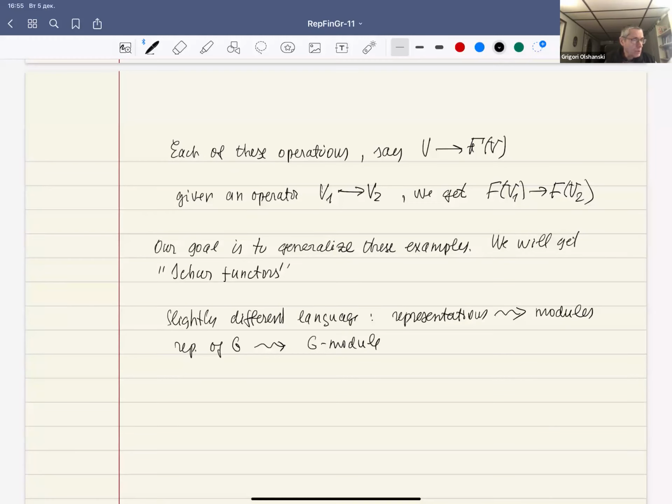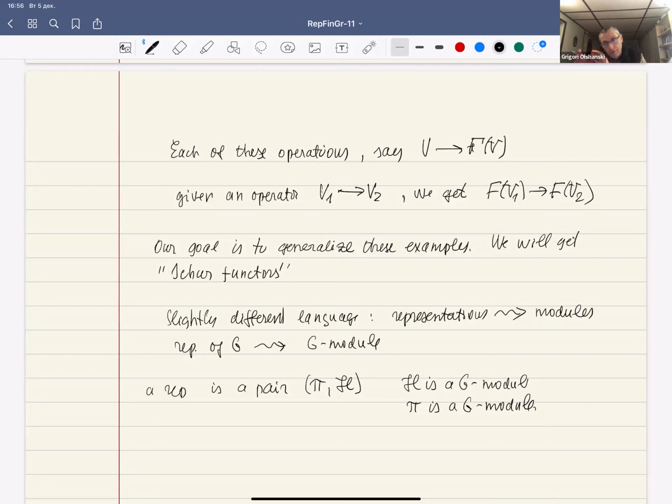So practically, what does this mean? A representation is a pair: a representation and the space of this representation. Sometimes it's convenient to use a single notation. So one can say that H is a G module, or maybe it's convenient to write pi is a G module, instead of using this duplication, one symbol for the representation, another symbol for the space. A single object is a vector space with an action of a group, and this means that the space is a G module.